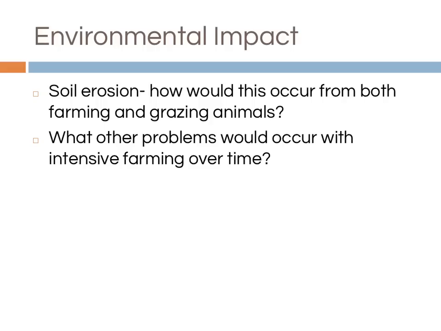Other problems that would occur with intensive farming over time would be soil depletion. You probably know if you farm the same crop over and over in the same area, it's going to deplete specific nutrients from the soil and it's going to become less productive over time.